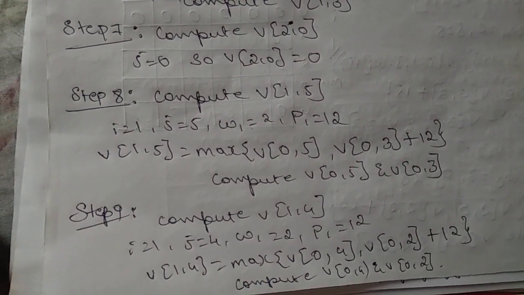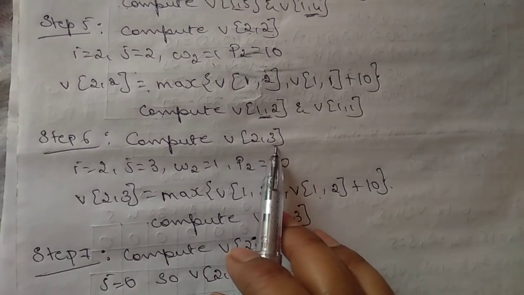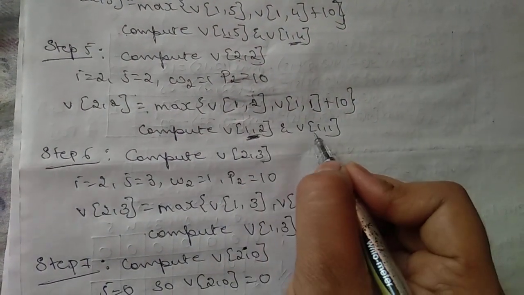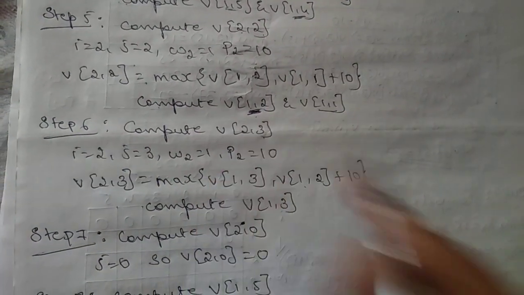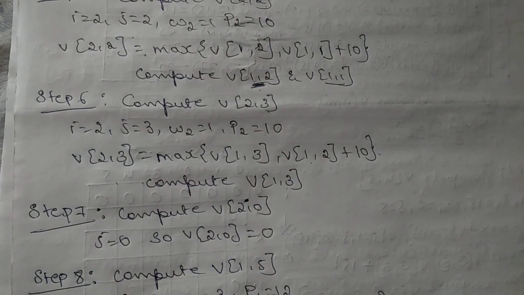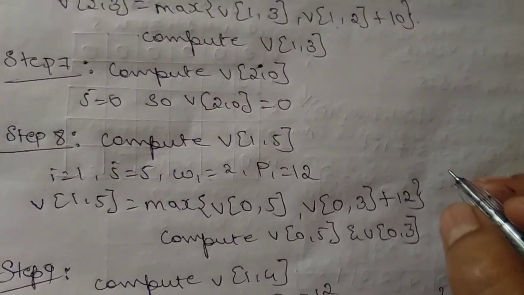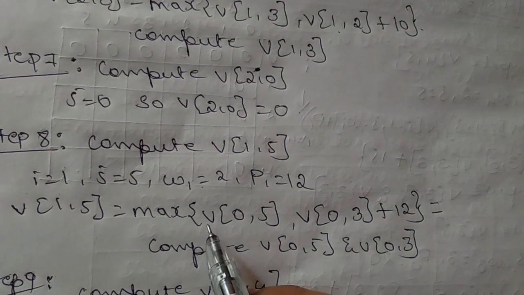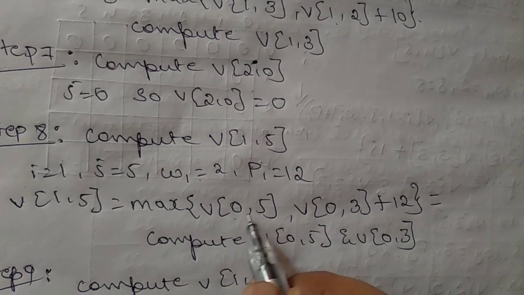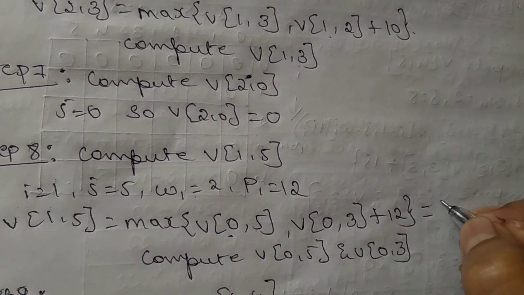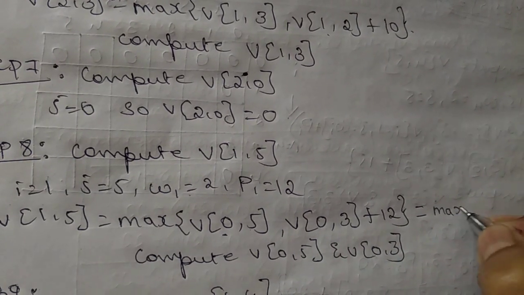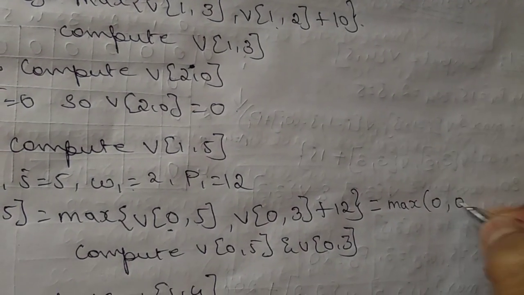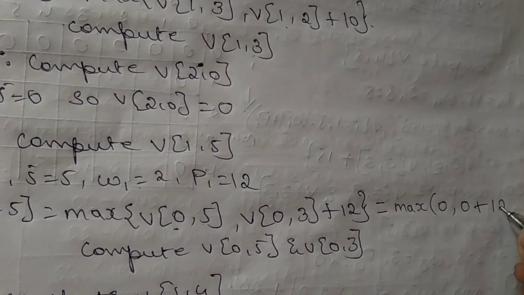Now we'll go for step 10. There you have to compute v of 1 comma 5 and 1 comma 4, which is done, then 1 comma 2 and 1 comma 1. First we'll take 1 comma 2. Before going for the further steps, here only we can get the value for v of 1 comma 5. See here, max of v of 0 comma 5 means this one will become 0 because i is 0. So max of 0, then here 0 comma 3 again becomes 0, plus profit 12.